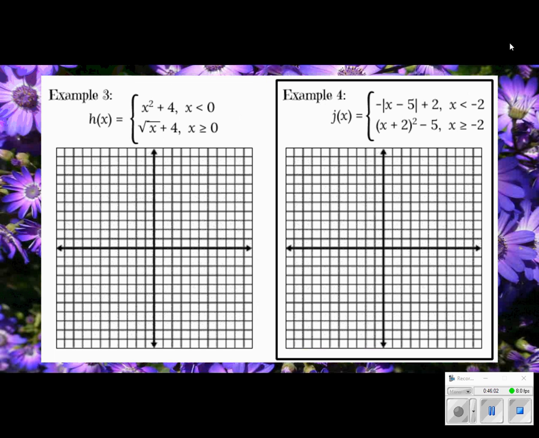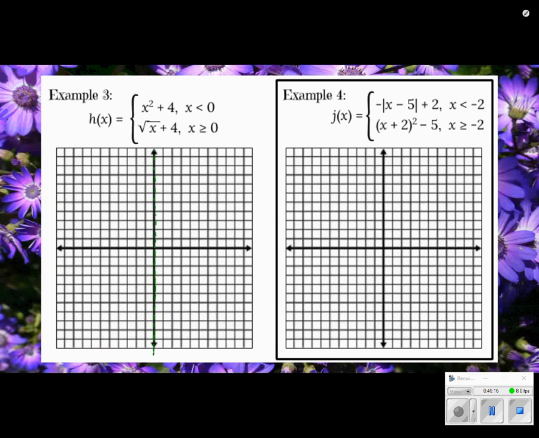All right, let's do another one. Okay, so let me get my green marker. I've got a vertical line at 0. Everything to the left of 0 is going to be a quadratic, and everything to the right of 0 is going to be a square root function. We haven't talked about square root functions a whole lot, but I'll talk you through it.